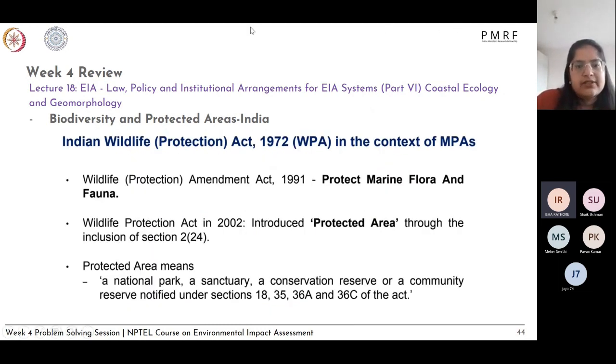So we have the Indian Wildlife Protection Act, the WPA, in the context of the marine protected areas. We have the Wildlife Protection Amendment Act of 1991, which talks about protecting marine flora and fauna. And the Wildlife Protection Act in 2002 introduced protected areas through the inclusion of a section 224. In this, the protected area is defined as a national park, a sanctuary, a conservation reserve, or a community reserve. And it's notified and defined under different sections of the Act.